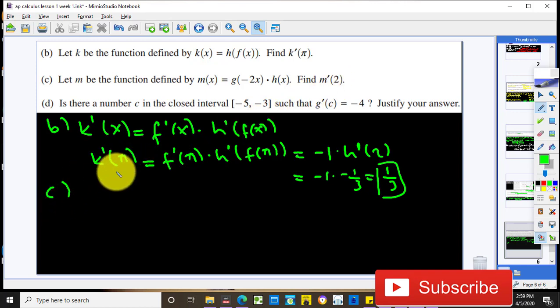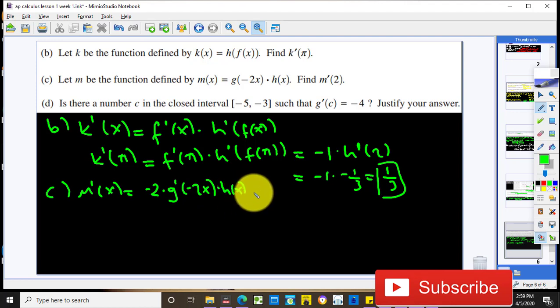So first we need to figure out the first derivative of the m function using the product rule. So m prime of x is going to be equal to negative 2 times g prime of negative 2x, times h of x, plus g of negative 2x times h prime of x. Okay, so now we need to evaluate this whole entire expression when x equals 2.